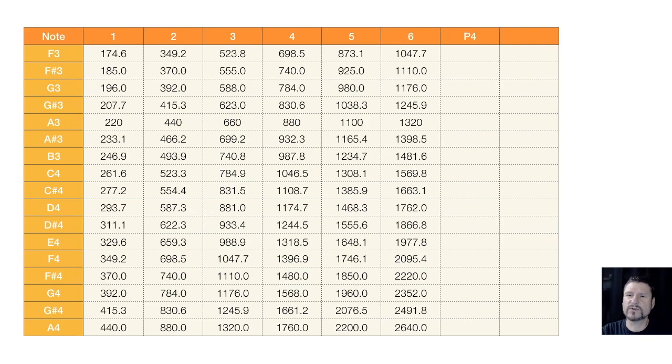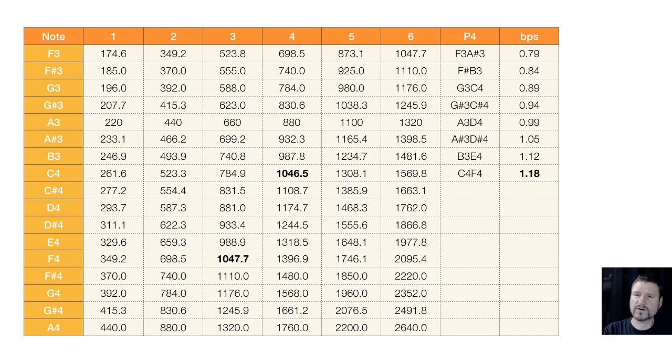In this column, we're going to put the perfect fourth, and in that column, we're going to put how fast it's beating. So we have our F3 A sharp beating at 0.7. Now, this is only one decimal point, so we're going to go to 2 decimal points just to make it a little bit more accurate. And what we do now is we simply calculate the other ones the same way. So F sharp B, just take the difference of the fourth and third partial, and so on and so forth.